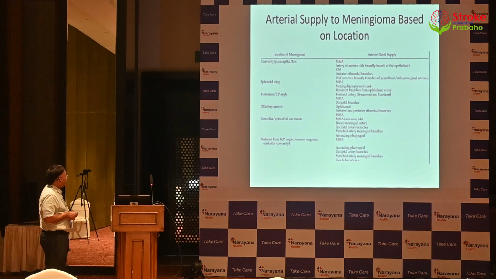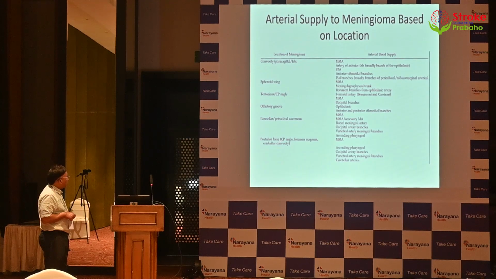Convexity, mainly middle meningeal artery or an artery of anterior falx, which is usually a branch of the ophthalmic artery. Then sphenoid wing may have supply from the middle meningeal artery and meningohypophyseal trunk. Tentorial meningiomas are supplied by the tentorial artery of Bernasconi and Cassinari, then by the middle meningeal artery. Olfactory groove meningioma is mainly supplied by the ophthalmic artery, anterior and posterior ethmoidal artery and middle meningeal artery. Parasellar and petroclival meningiomas are supplied by the middle meningeal artery or accessory meningeal arteries.